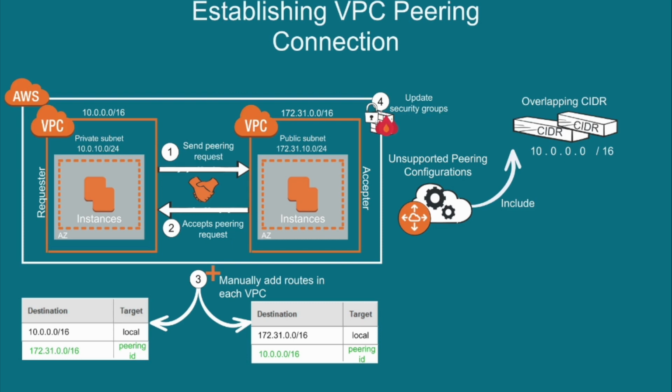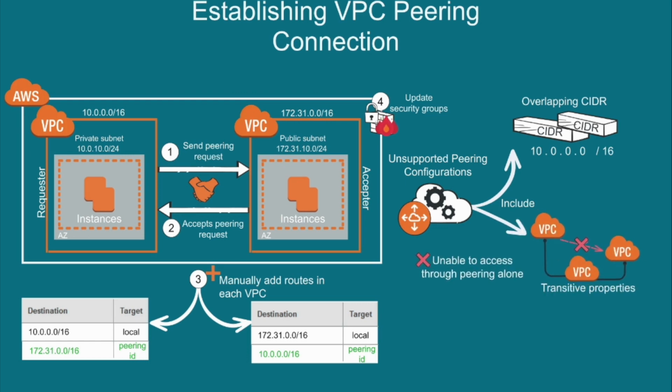Now that your VPCs are peered, you can go ahead and peer it with multiple other VPCs. However, note that VPC peering connections do not support transitive properties. All peered VPCs must be directly peered with each other. Similarly, VPC peering connections cannot use edge-to-edge routing to access resources it does not have direct access to, such as an S3 bucket.